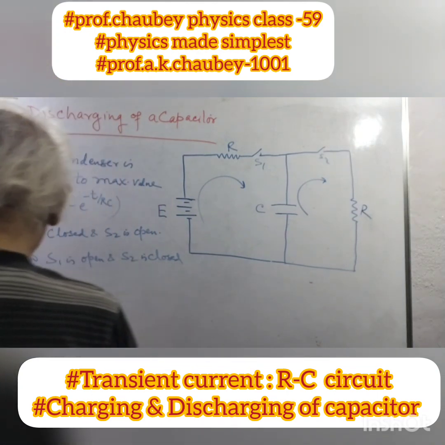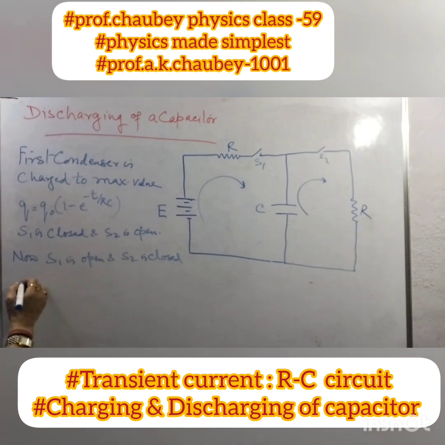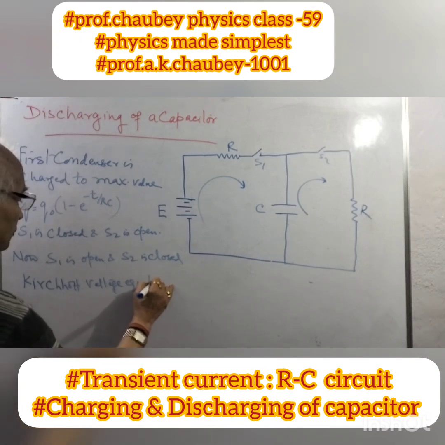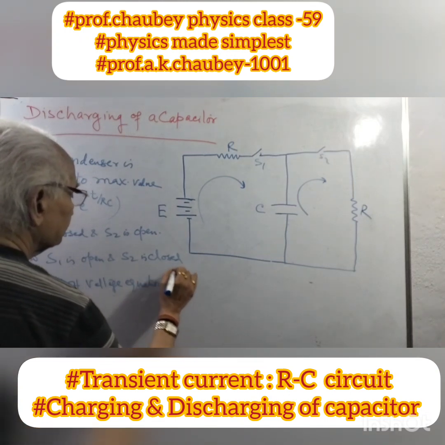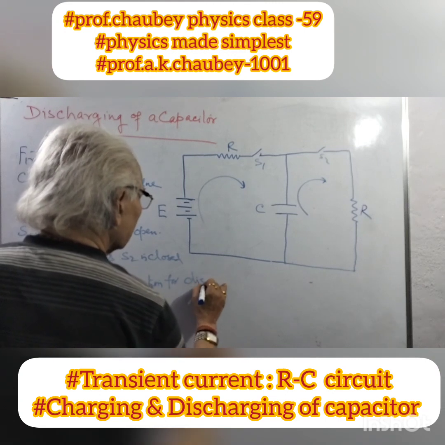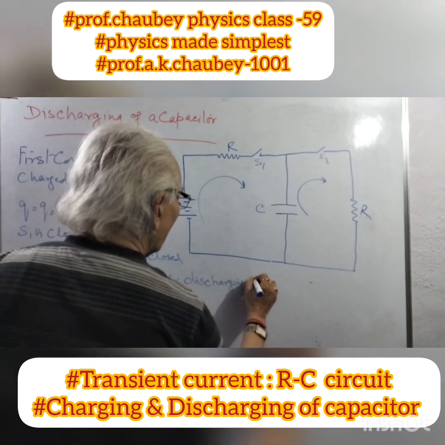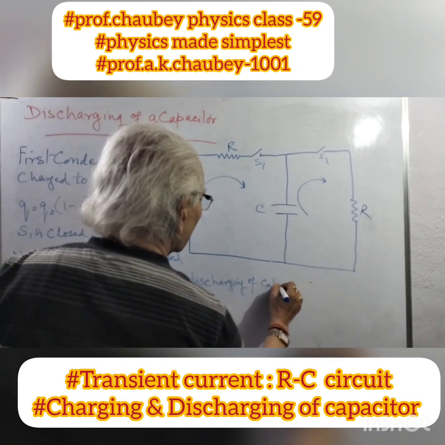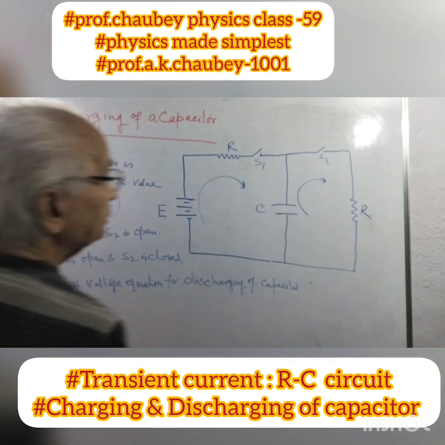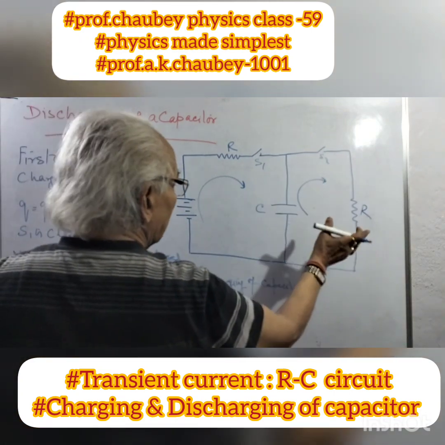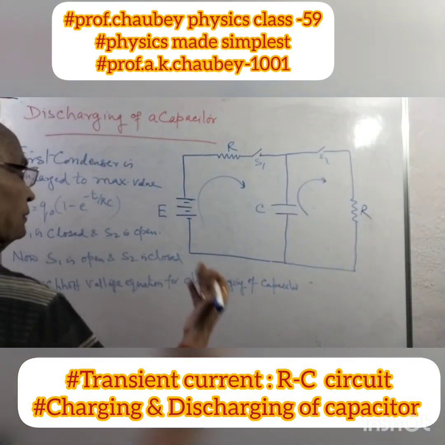We write the Kirchhoff voltage equation for discharging of the capacitor. When the discharging takes place, you can see that in this discharging there is no potential source. So EMF is equal to 0.